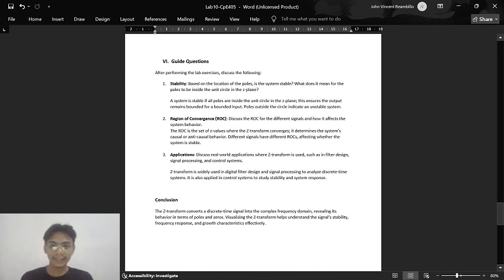In conclusion, the Z-transform is a powerful tool for converting discrete time signals into the complex frequency domain, allowing us to analyze stability, frequency response, and growth characteristics. Visualizing these transforms with Python not only helps us understand the theory but also demonstrates practical applications in engineering and digital signal processing.